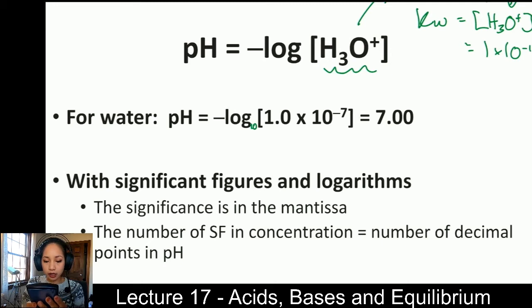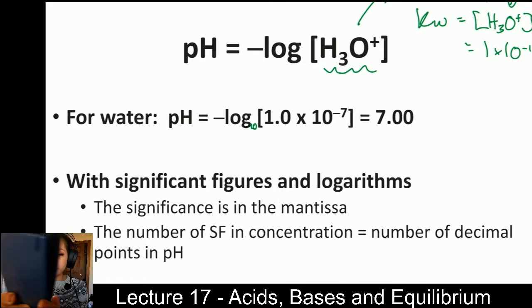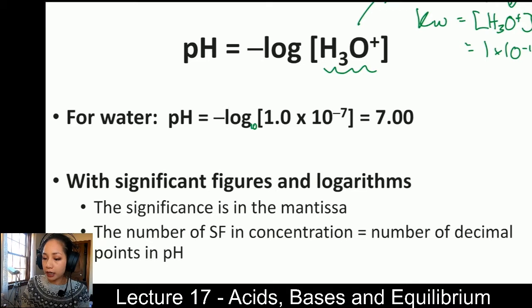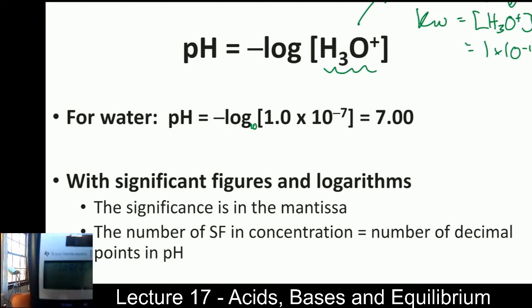Can I show this here? So our log button is right here. Okay. Here's my log button on this calculator. So if I type this in to calculate pH, it would be negative log, all right, 1.0 e to the negative 7. So this is what I put into my calculator. I want you to be able to see everything. Right? So there it is in my calculator.